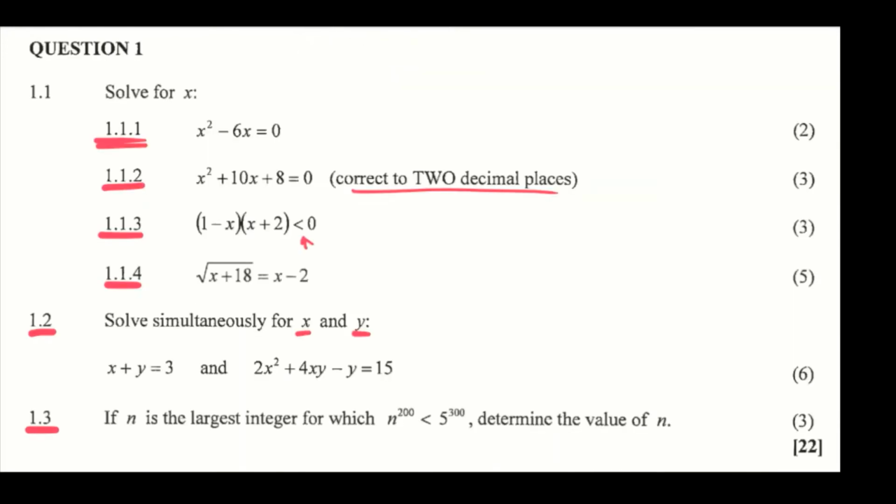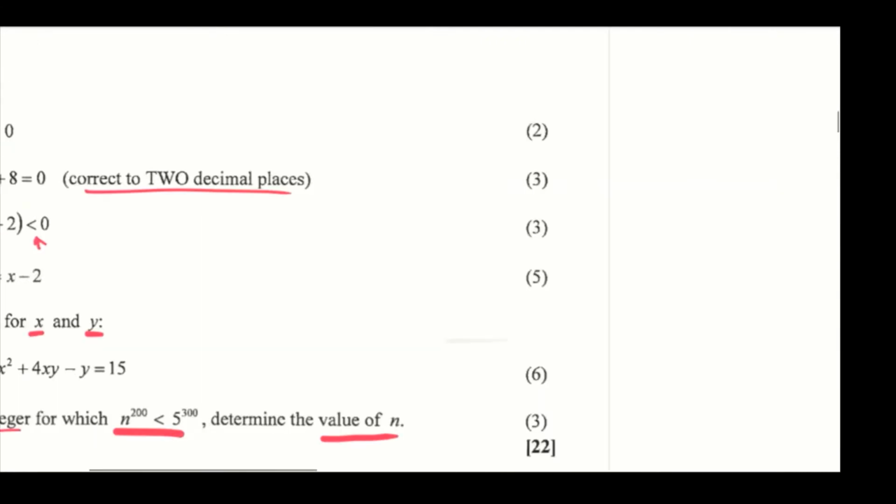Now we're going to do 1.3, and we are told that n is the largest integer for which n to the power of 200 is less than 5 to the power of 300. So we need to determine the value of n. So what we have here is n to the power of 200 less than 5 to the power of 300. So for us to find the value of n, we can use our laws of exponents and remove this 200.